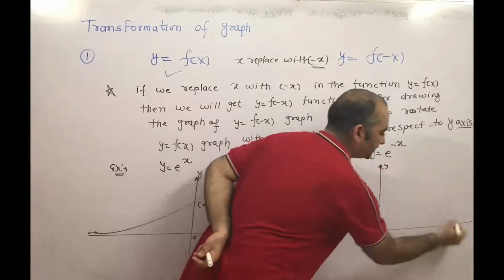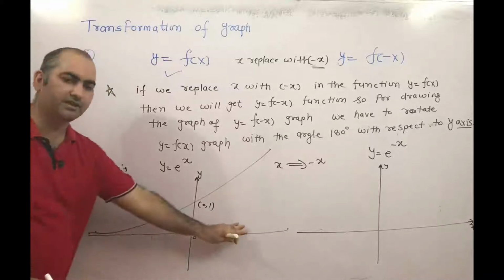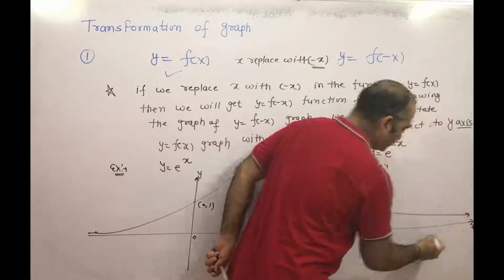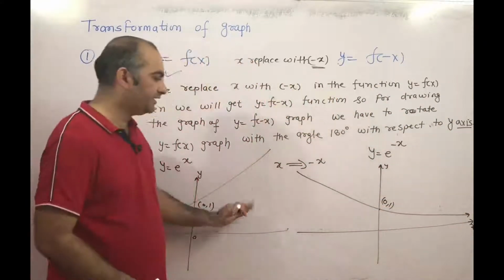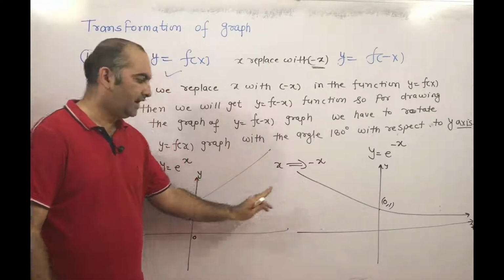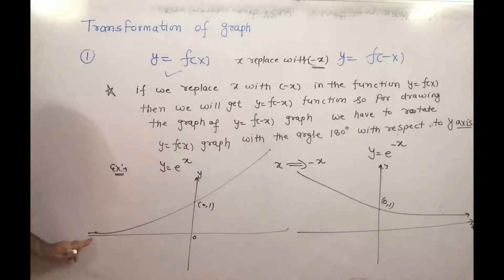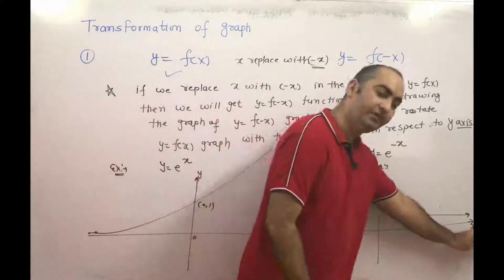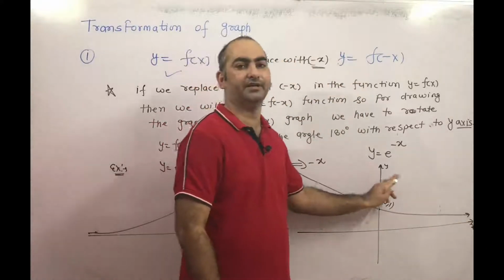This is the y-axis, this is the x-axis. If you rotate this 180 degrees, this portion will come this side and this portion will come this side. So we'll get this type of graph. You have to imagine this one. This is (0, 1). If you rotate with 180 degrees, this point will come this side. So you can see at minus infinity we are getting infinity, and this portion will come this side. That means here x is tending to infinity, y is tending to 0. So this graph will come. You have to rotate with 180 degrees, so we'll get this graph.